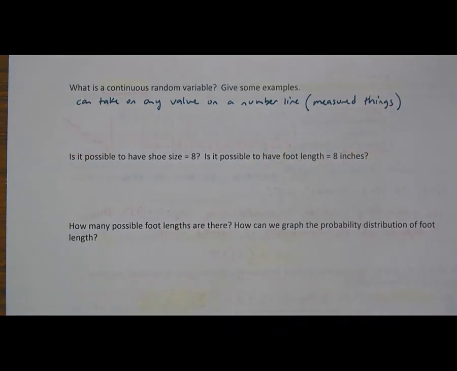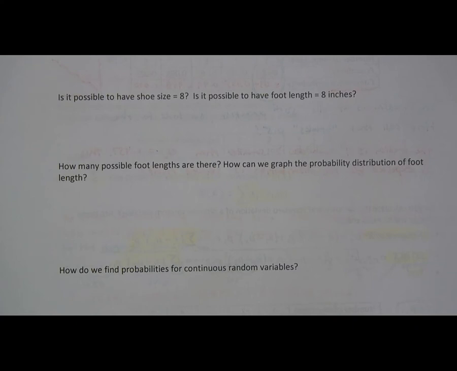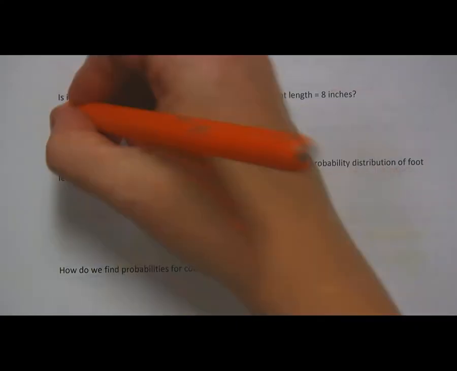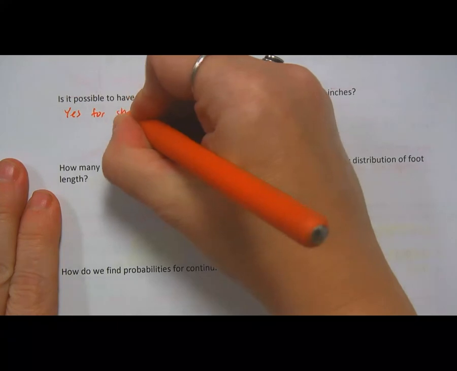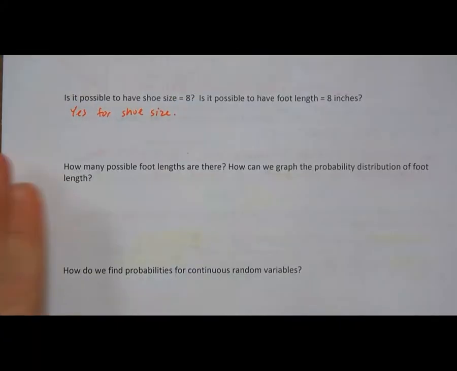Whereas before discrete was counted things, usually these are measured. I don't really care if you want to give some examples or not, but just look for units, like things that are measured. So inches, centimeters, feet, miles per hour, rates of things, those would all be continuous. And this next question is really funky. It says, is it possible to have a shoe size of 8? Yes, for shoe size. So that would be discrete.